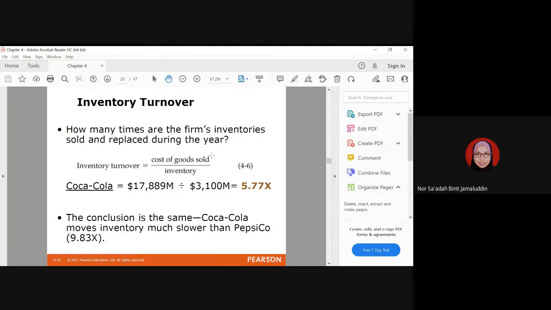So it shows that Pepsi is much better because dia punya times the firm's inventory sold and replaced during the year lebih banyak. It means that Pepsi's company lebih bagus. Maybe sebab dia banyak ganti stok dia kan. Tapi it is not necessarily so, because sometimes the company tops up their inventory for the whole firm, whole store and so on. So you should be able lah to explain more on this side.